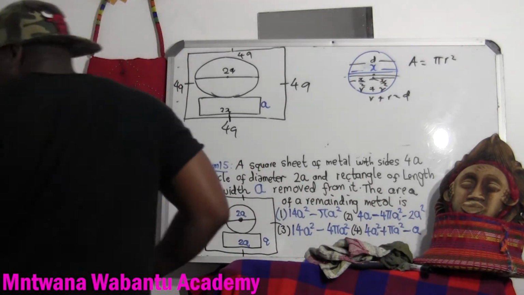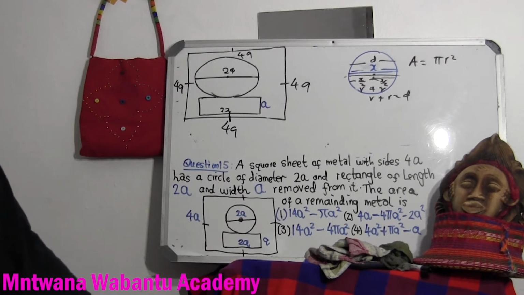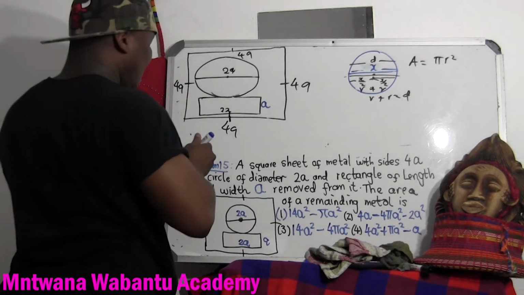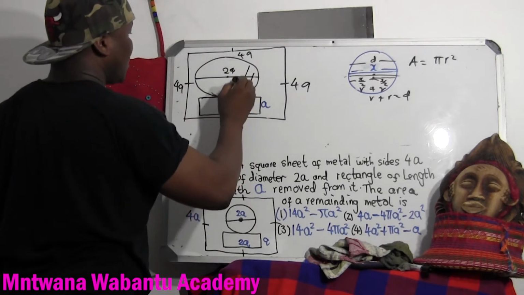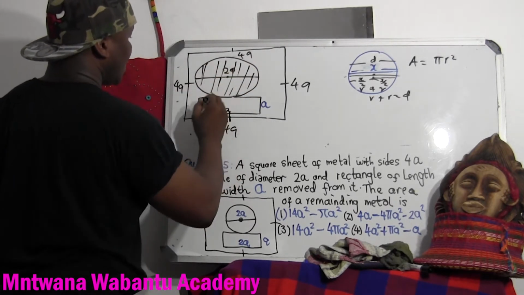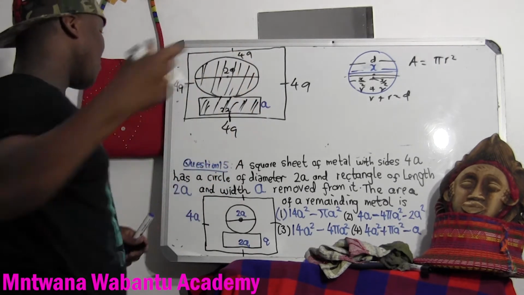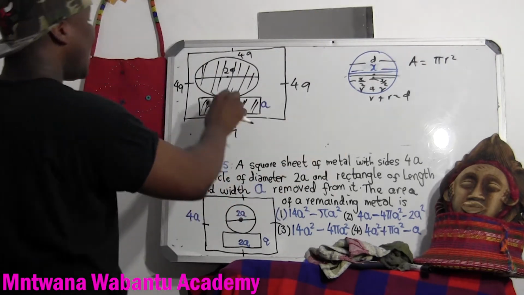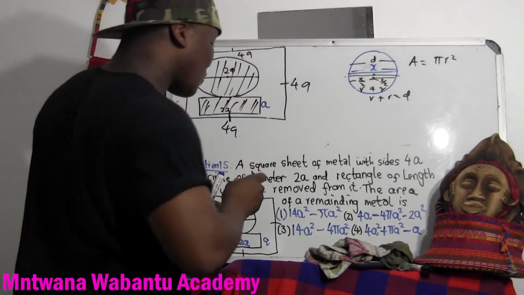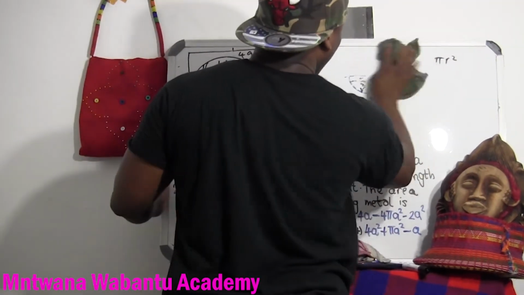To get the area of the remaining metal is easy. Since I have to remove the rectangle, this has to go, and this. So I have to find the area of the circle and the area of the rectangle and subtract from the area of everything. So first, let me find the whole area of everything.